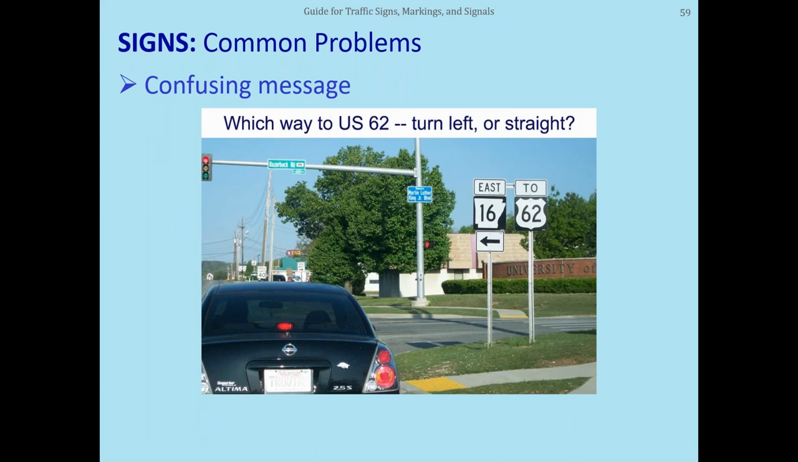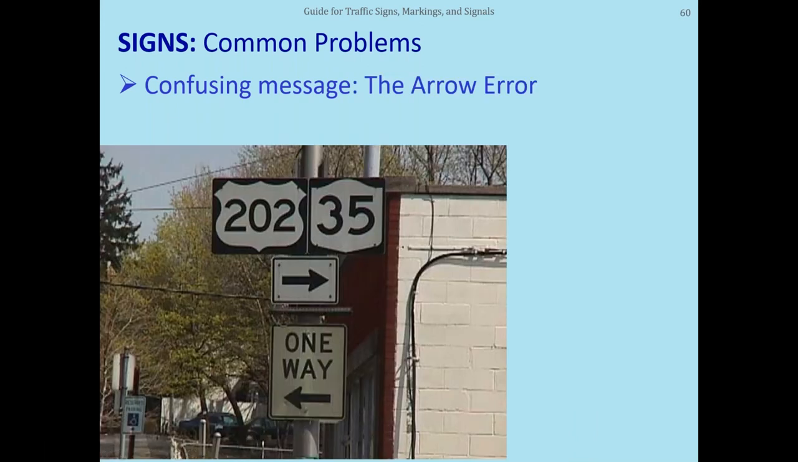The use of arrows. This seems to be an aspect of signing which sometimes causes fits. We've got something missing here. You're approaching this. You're left to your own imagination and confusion. Should I turn left or go straight to get to 62? We need to have another arrow here giving the driver adequate direction, left, through, or right, to get to 62. How do you handle this situation if you come up to it? Well, that's a real head scratcher.